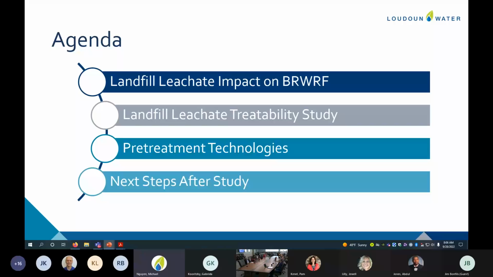And also we need to know which specific types we can remove and what level they get to, because otherwise we'll design things at Broad Run for the wrong constituents, right? This will impact what we have to treat there. So it's critical for us to know this now so that we design the proper systems for Broad Run.